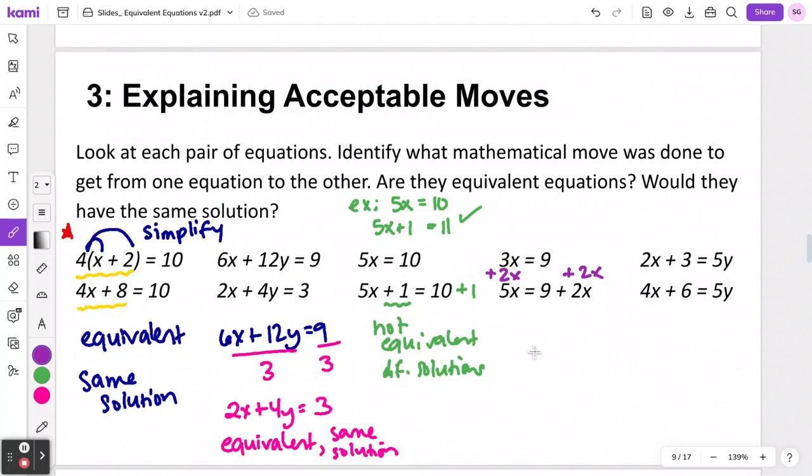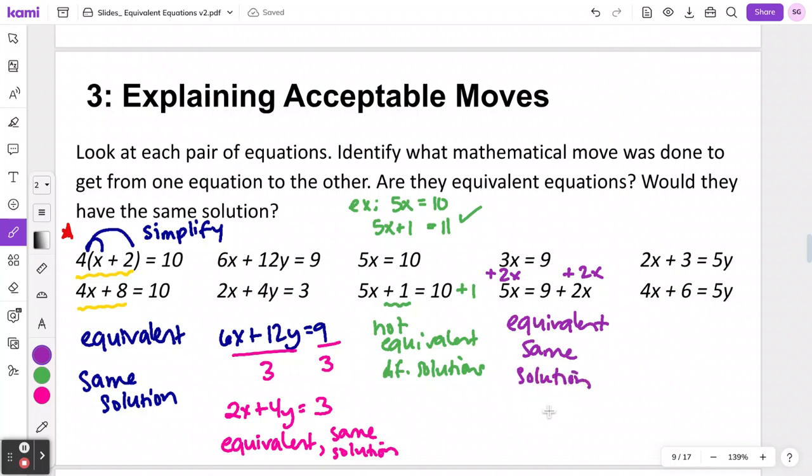Now, this one here, when I teach this in person, really sometimes makes people think. They're like, why would you add 2x on both sides? That's not going to help you solve that equation. I know, but remember, we're not trying to solve these equations. We're just trying to come up with a different equation that would have the same solution. And you are allowed to add x's on both sides of your equation, as long as it's the same amount, like 2x and 2x. So this pair here would be equivalent, and they would have the same solution.